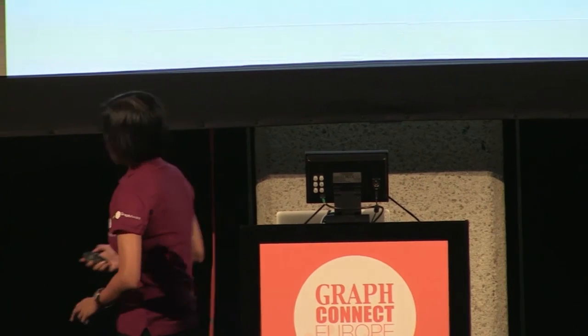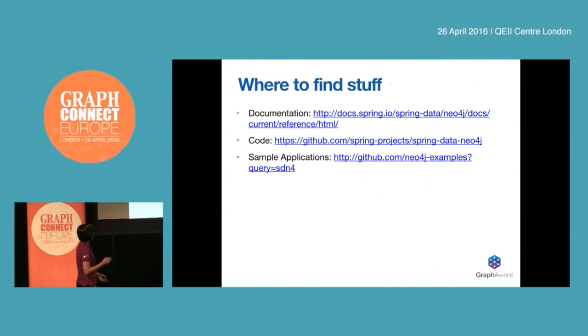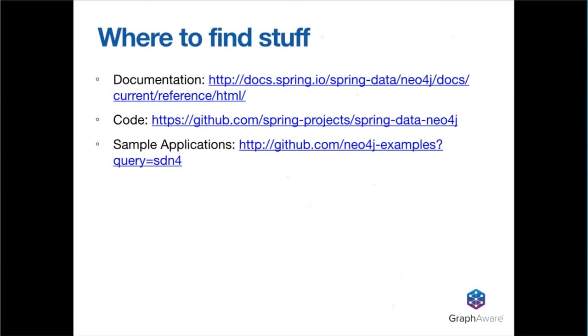Okay, so that covers, well, almost everything you need to know to get up and running with SDN, but of course you'll want to read some more about it. So where do you find information? The documentation is currently the best source of information about SDN. There are also OGM docs, which talk about the OGM side of things and not necessarily Spring things. The code is all available on GitHub. We're happy for pull requests, issue logs, etc. And there are quite a few sample applications at Neo4j examples. If you look for SDN4 or you look for the OGM, there is one OGM application.